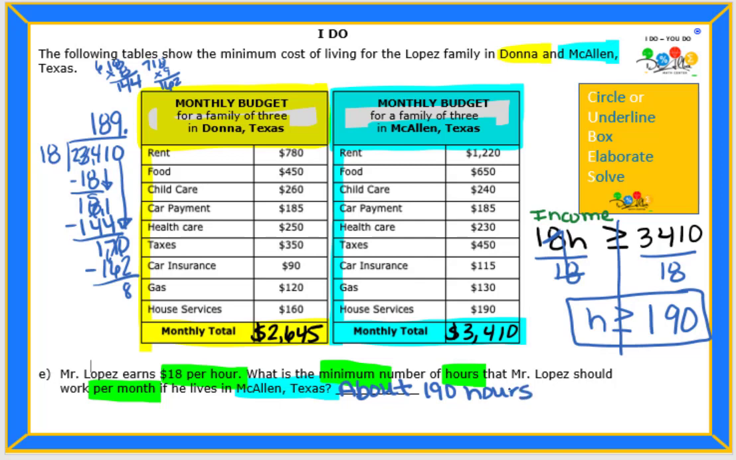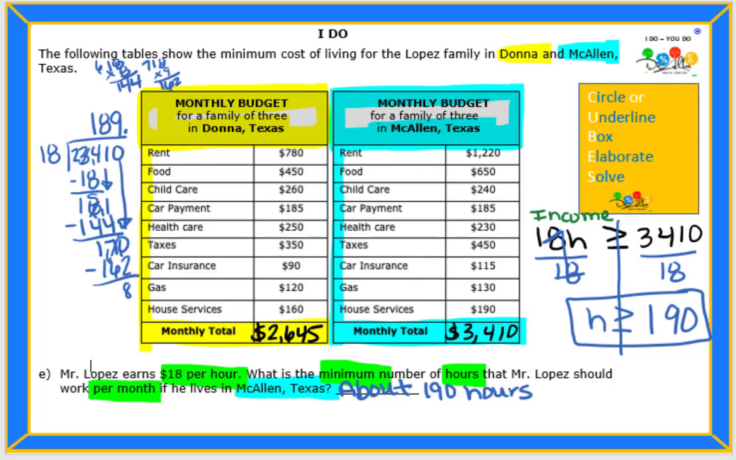Okay, so now to talk about the real life situation, the Lopez family will have to decide where they want to live based on these topics that we have been talking about. We know it costs less to live in Donna. It costs more to live in McAllen. He would have to work more hours. But ultimately, the decisions are made not just by these factors, but by other factors.